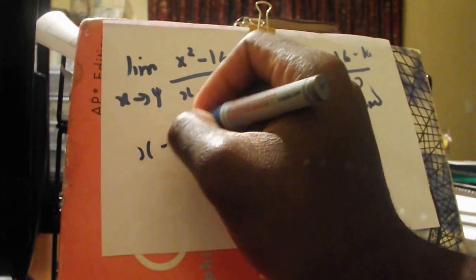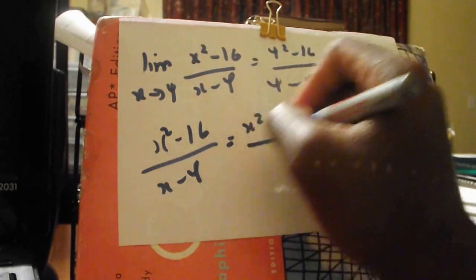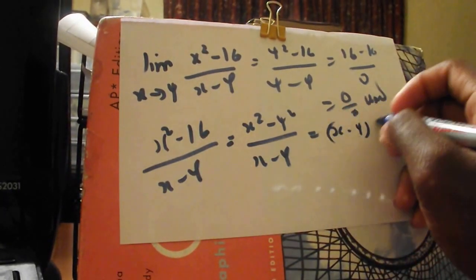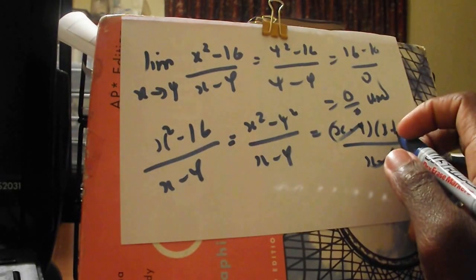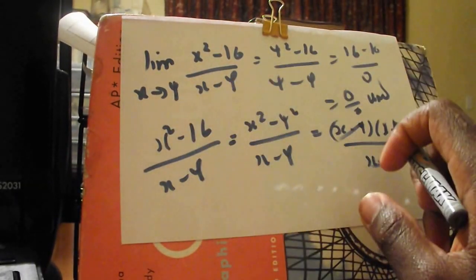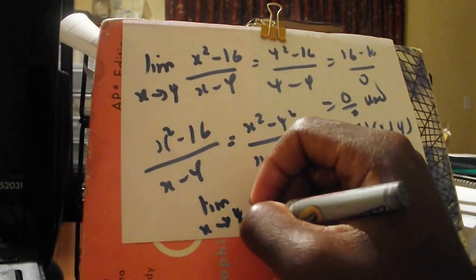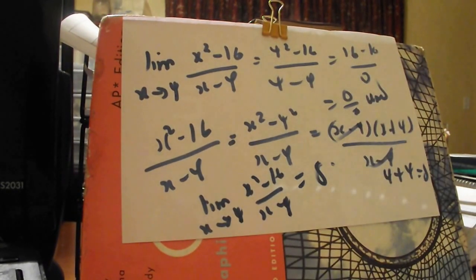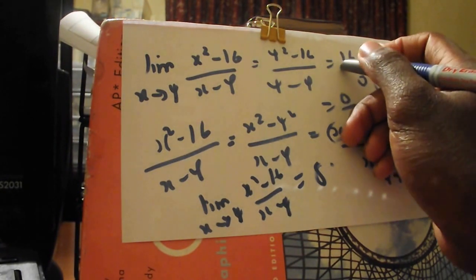So we have x squared minus 16 over x minus 4. You could say this is x squared minus 4 squared over x minus 4. We can use difference of two squares: x minus 4, x plus 4 over x minus 4. This would cancel out. You'd have x plus 4 left. When you substitute the value of 4 into the equation, you have 4 plus 4, which is 8. So the limit as x approaches 4 for x squared minus 16 over x minus 4 would be equal to 8.